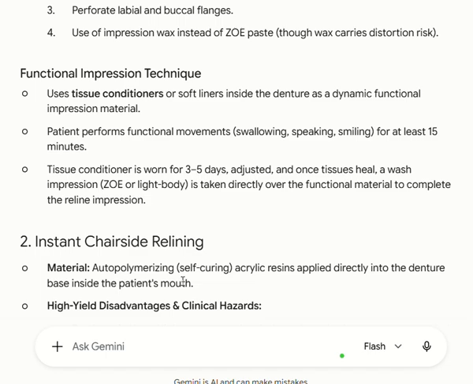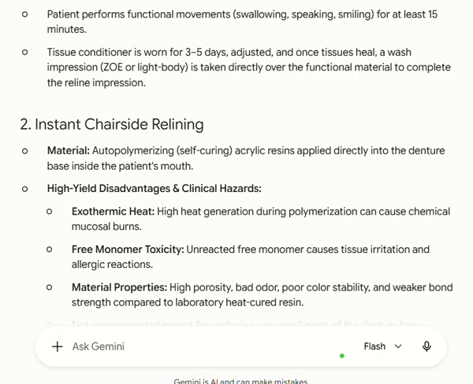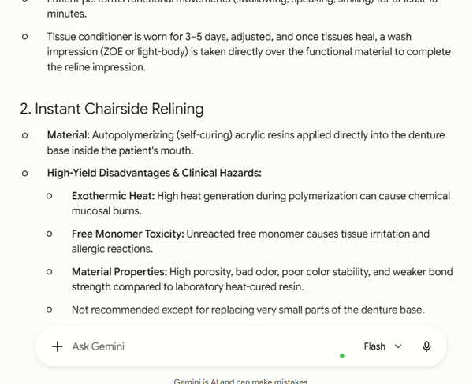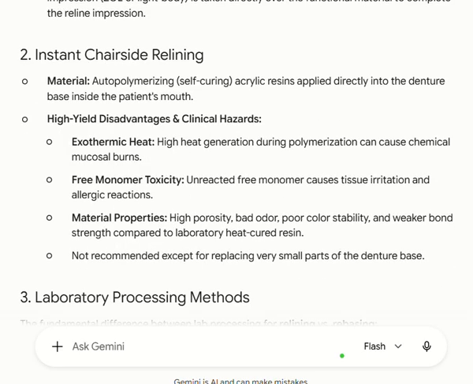2. Instant chairside relining. Material: autopolymerizing, self-curing, acrylic resins applied directly into the denture base inside the patient's mouth. High yield disadvantages and clinical hazards. Exothermic heat. High heat generation during polymerization can cause chemical mucosal burns.